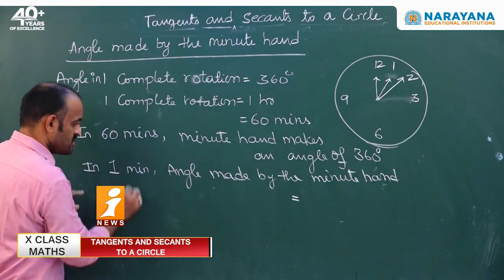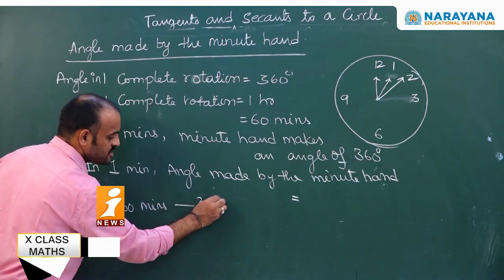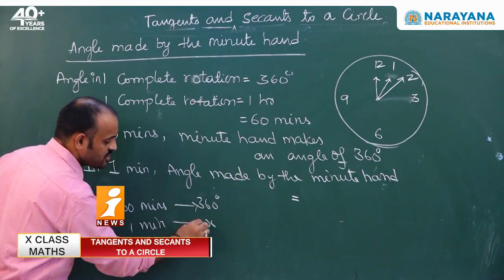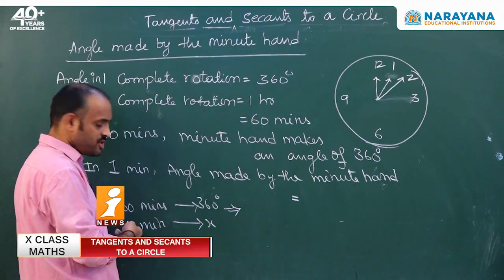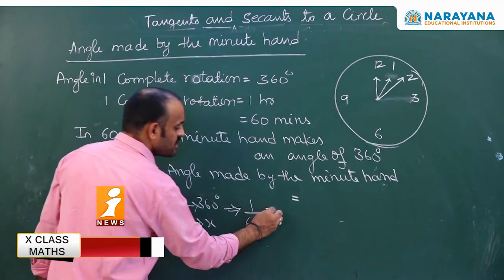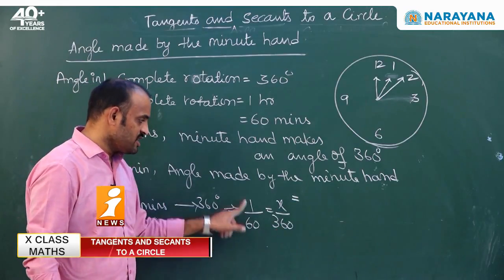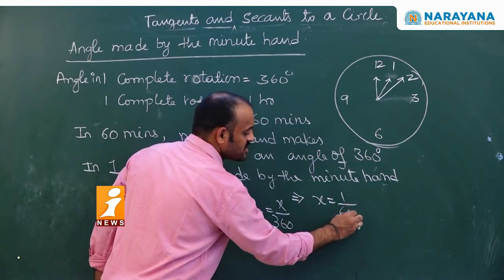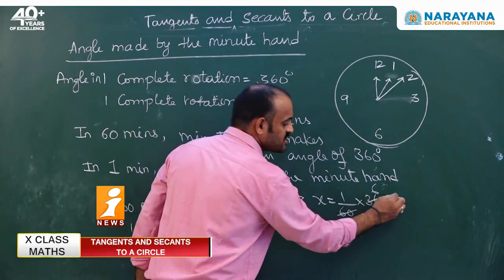See here, 60 minutes, 360 degrees. 1 minute, how much? So, if you see this in proportion, 1 by 60 is equal to x by 360. If I transpose 360 to the other side, x is equal to 1 by 60 into 360. Therefore, 360 divided by 60 is 6 degrees.